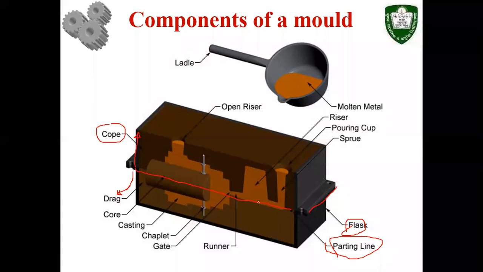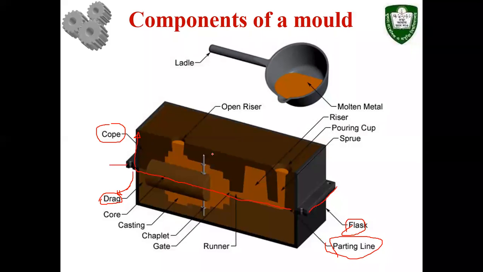So it is basically an empty container with both sides open, just a rectangular container. This is called a flask, and the container has two parts. The upper part is called the cope and the lower part is called the drag. The middle plane where the upper part and lower part meet is called the parting line.